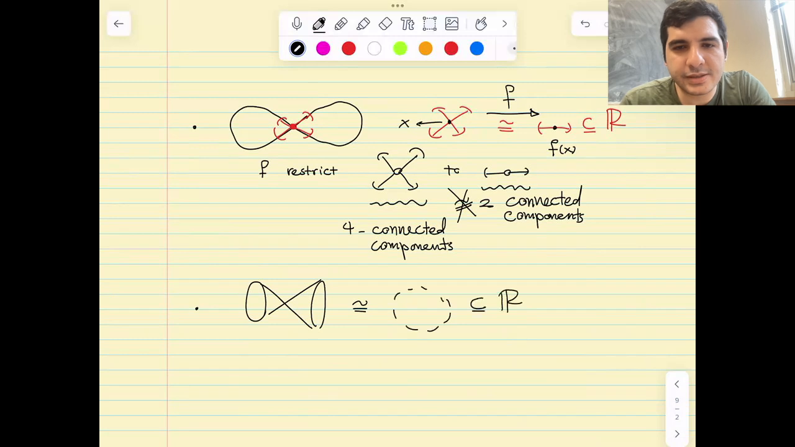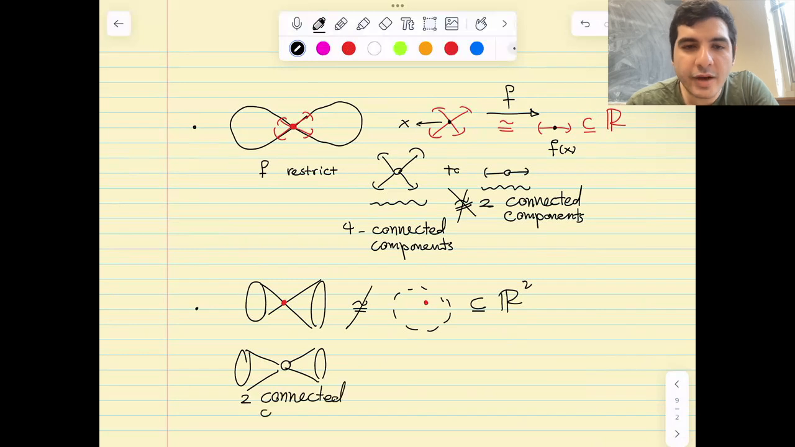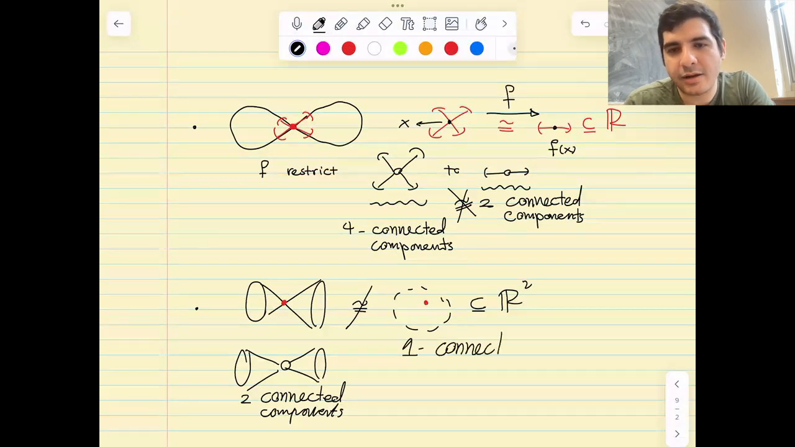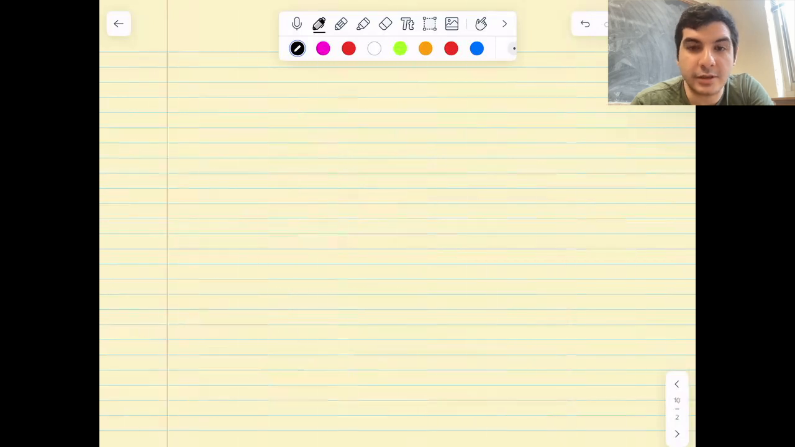We can see the same thing for this cone. If you look at the intersection point, look at its image in the open disk, if there was a homeomorphism. If I remove the point from the domain, I get two connected components. If I remove the point from any open subset in R2, I still would have just one connected component, right? Again, the number of connected components should be a topological invariant. This means these two are not homeomorphic. So the cone is also not a manifold.